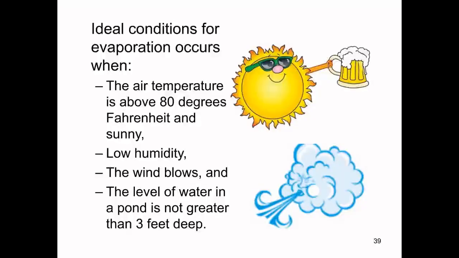Evaporation is ideal when the air temperature is above 80 degrees Fahrenheit. It's sunny, low humidity, the wind is blowing, and then the water in the ponds is really best if it's not deeper than like 3 feet deep, so the sun can penetrate through the water and heat up through the liner.